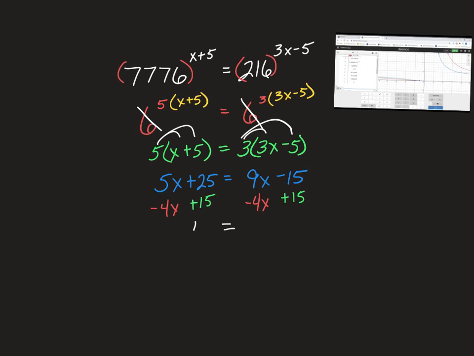So this is 40. This is 5x. We divide both sides by 5, and we get an answer of 8. Now, if I had my Desmos still pulled up, another advantage to this, these two equations should be crossing each other at x equal to 8.